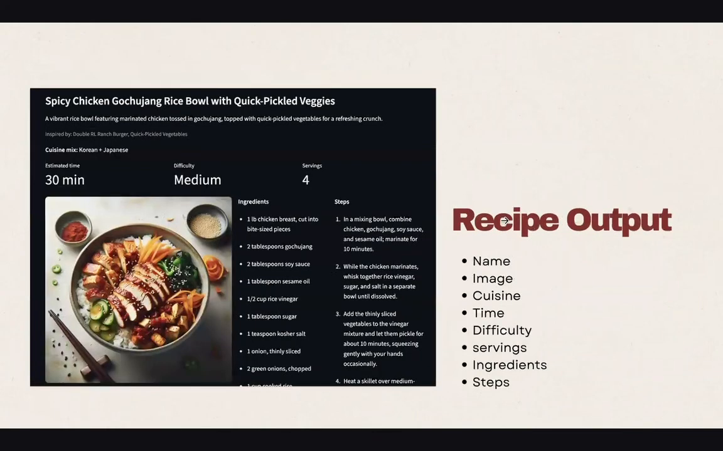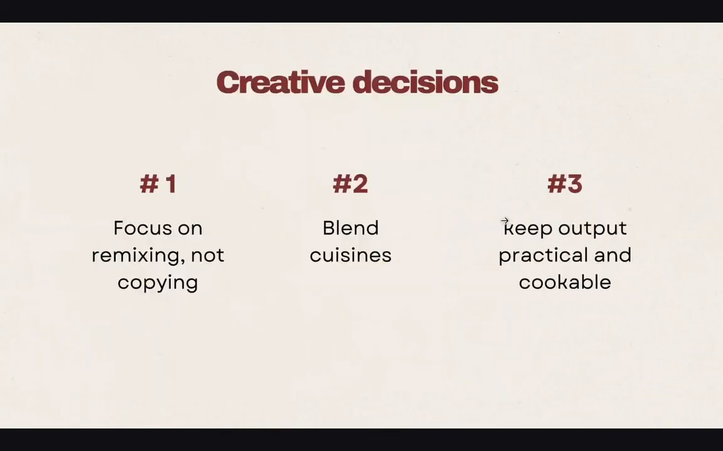The final output will be in a structured format that includes recipe name, image, cuisine, cooking time, difficulty, serving, ingredients, and steps. So my main creative decision was to focus on remixing instead of copying. Second is to blend the cuisines, and third is to keep the output practical and cookable.